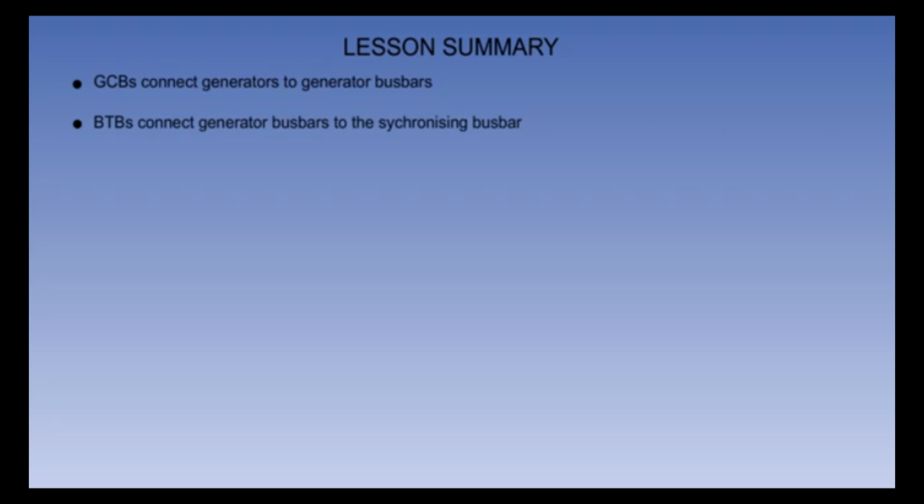To operate the generators in parallel, they are connected through their respective generator bus bars to a synchronizing bus bar by bus tie breakers or BTBs. The synchronizing bus bar has no electrical loads connected to it.